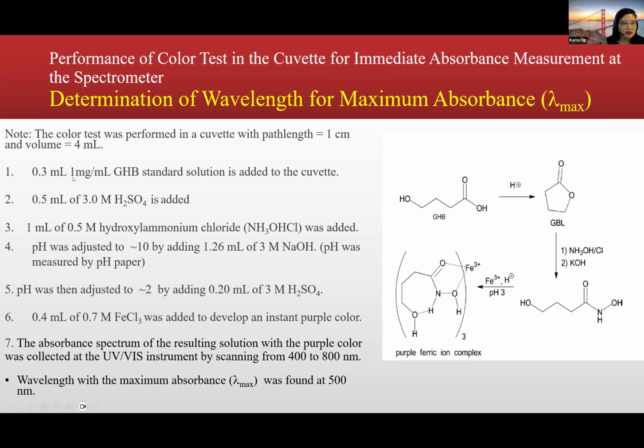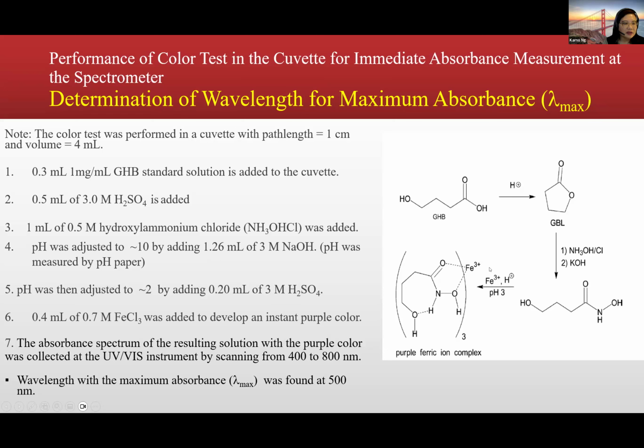We only add 0.3 ml of the standard solution of GHB, which is 1 milligram per ml, into the cuvette. Then we add 0.5 ml of 3 molar sulfuric acid, and this step converts it to GBL. Then we add 1 ml of 0.5 molar hydroxylamine chloride, and we also adjust the pH to 10 by adding 1.26 ml of 3 molar sodium hydroxide. By the way, we use pH paper to make sure that the pH is 10. Then the ring opens up to this acid.